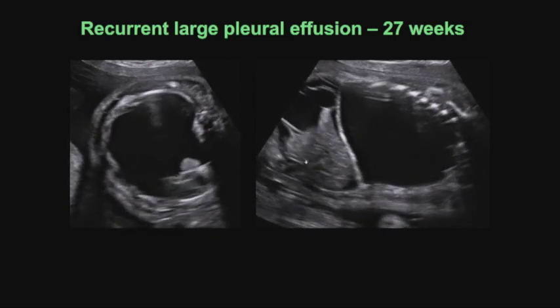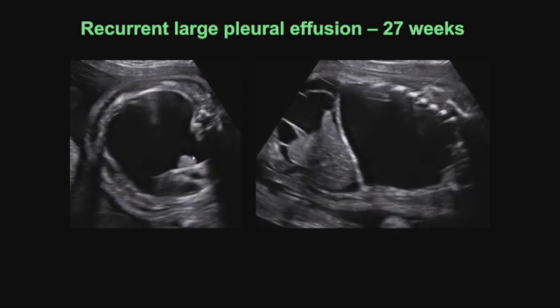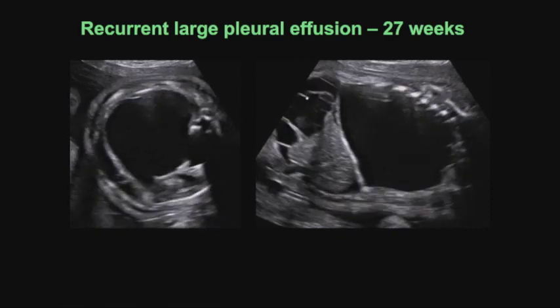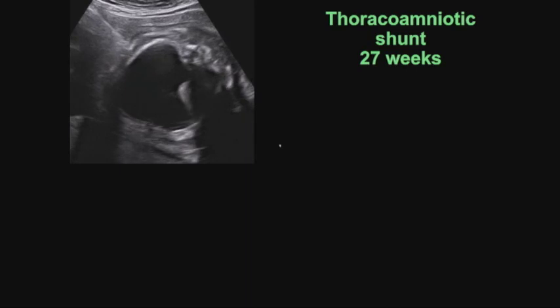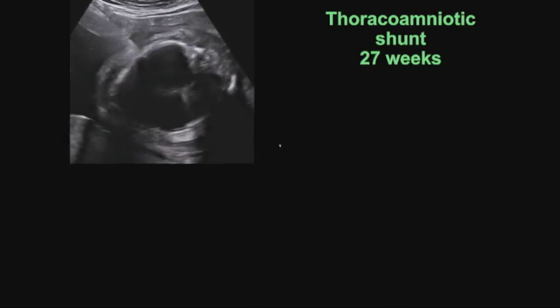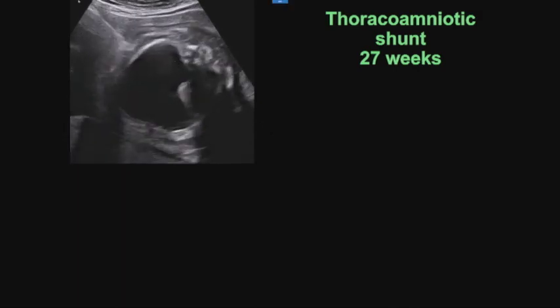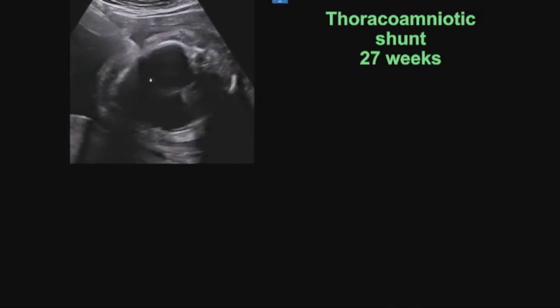Here we see it filling the chest. There's barely room for the heart and the little nubbin of lung here, and we now have a lot of ascites in the abdomen. So it was decided to put a thoraco-amniotic shunt into this fetus at that 27-week exam, and here we are bringing a big trocar into that fluid inside the left chest.